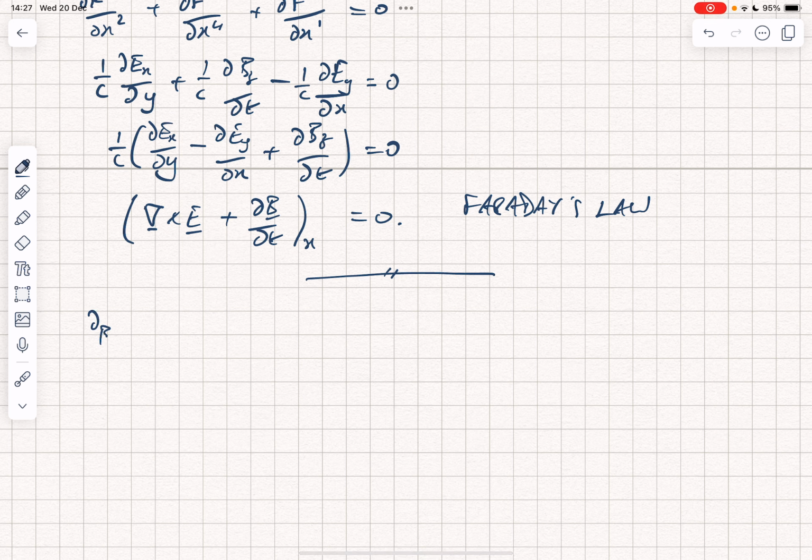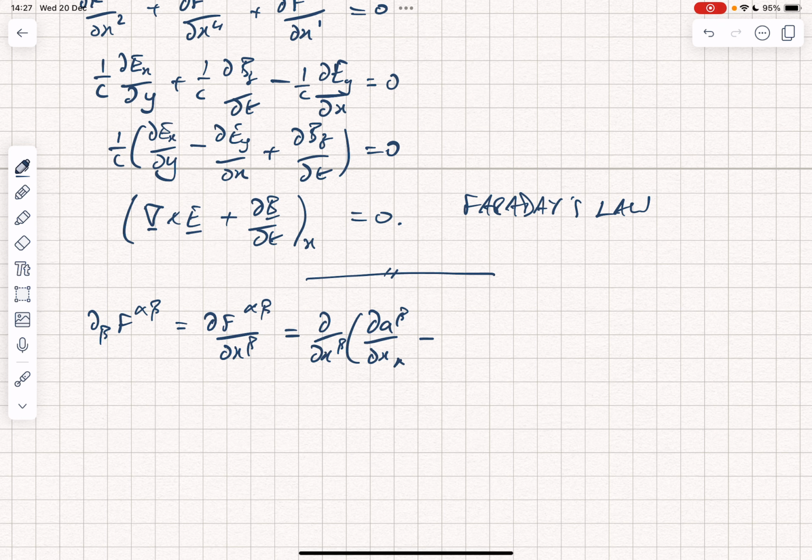We're going to write d beta of F alpha beta. And I want to write out all of the components and find out what that is. So we have dF alpha beta by dx upper beta. And that's then going to equal d by dx beta into dA beta by dx lower alpha minus dA upper alpha by dx lower beta.